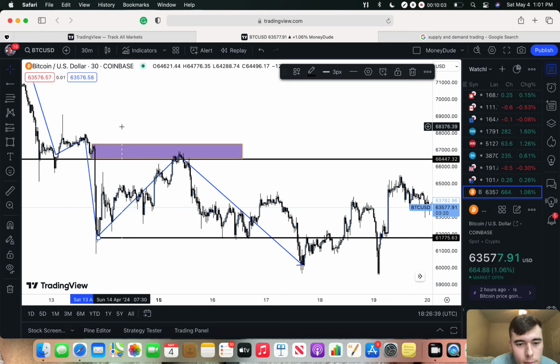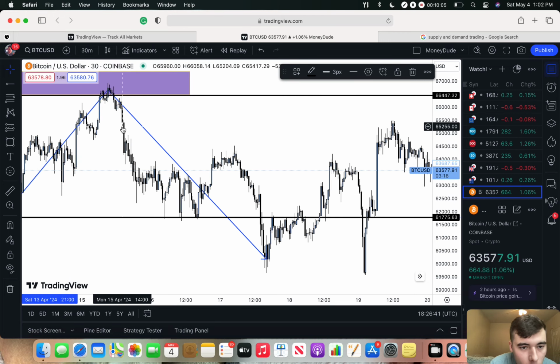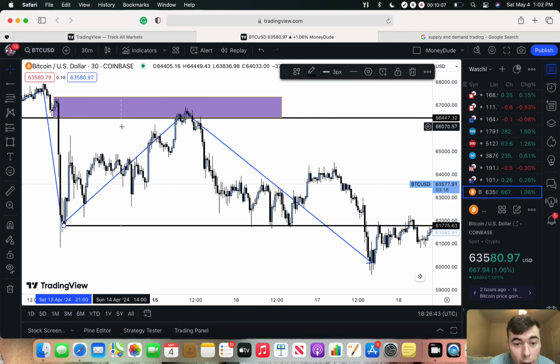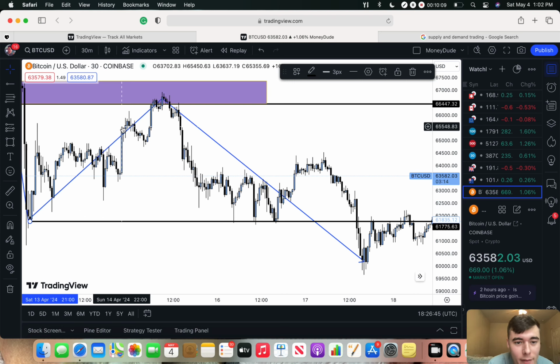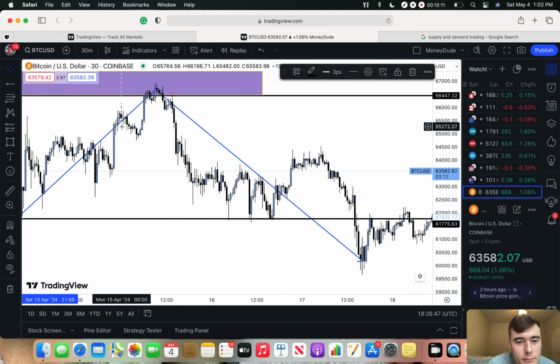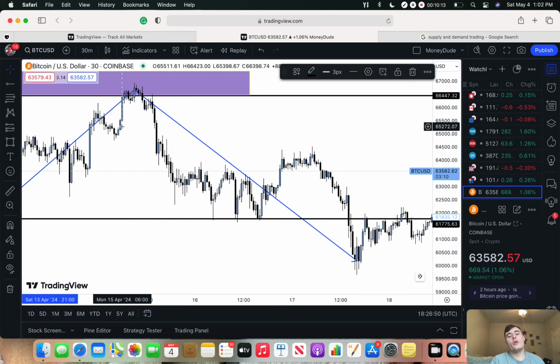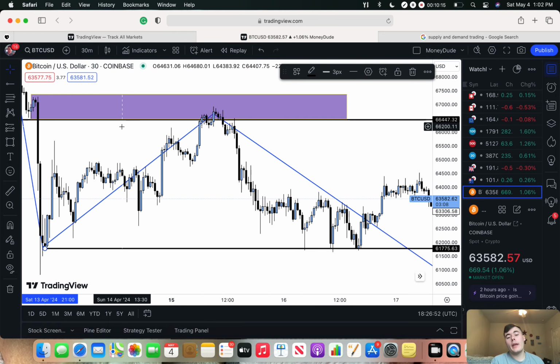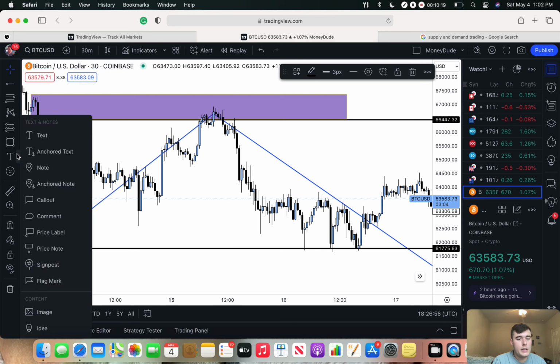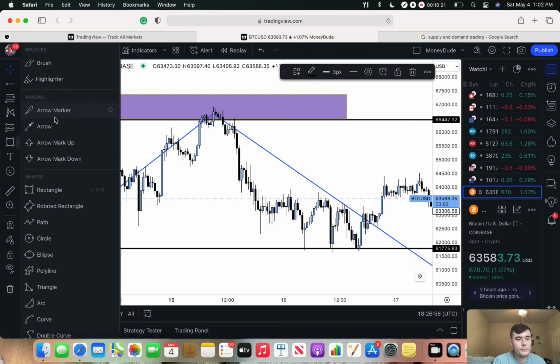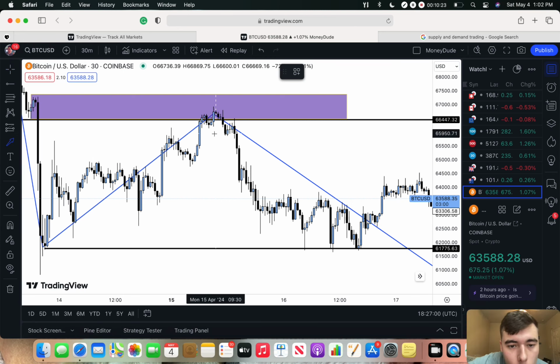I'll give you a few pointers for when you actually want to hop in the trade. So you want to look for strong momentum candles in the opposite direction. So we can see right here, we are starting to make a 3-line strike, which is 3 candles in the same direction.